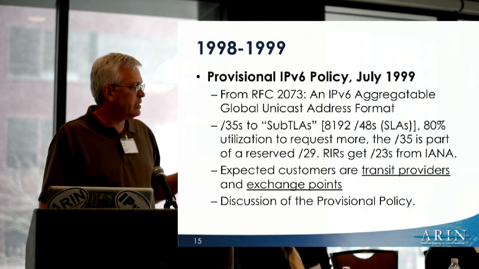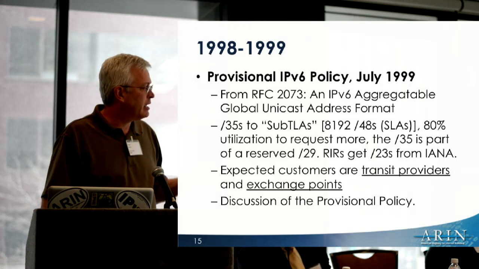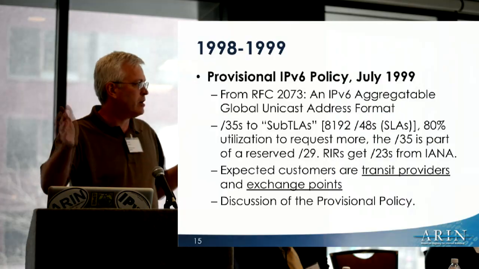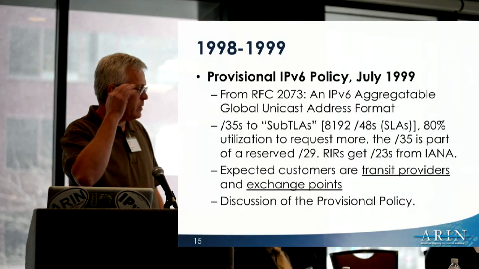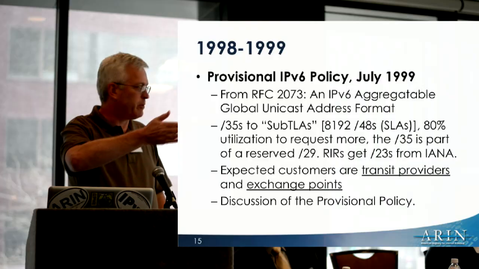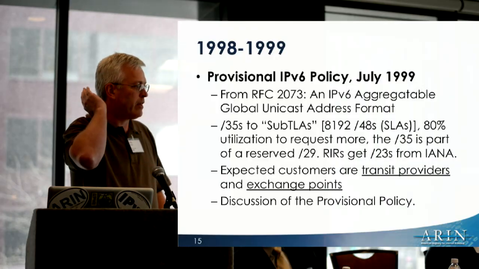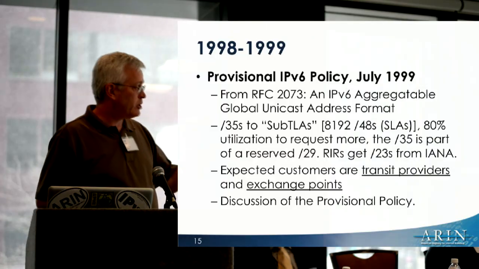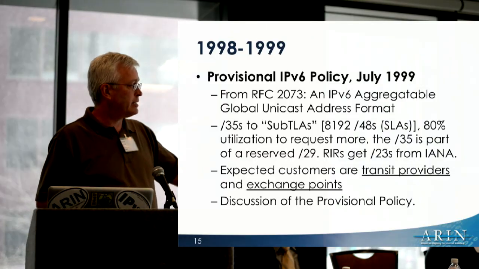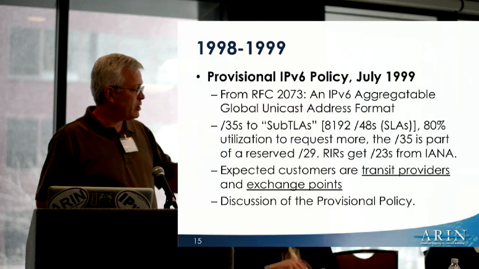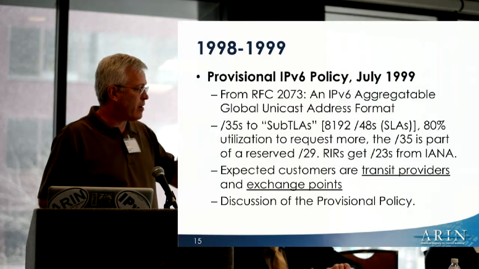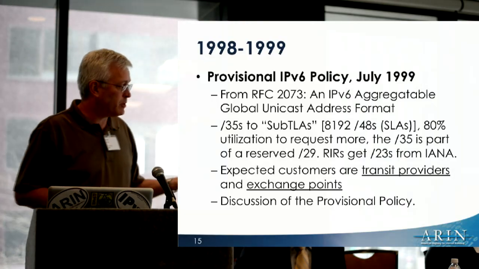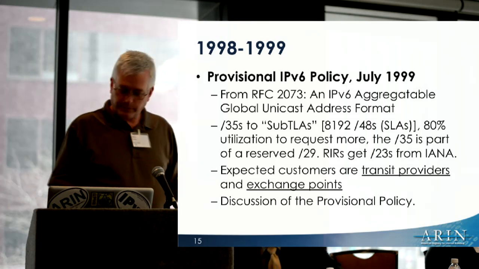So ARIN started with this thing called the Provisional V6 Policy. And it was based off an RFC that defined the V6 address space. And the RFC said where the dividers are for allocations to ISPs and what customers would get. And basically you had /35s to ISPs and /48s to customers. The /35s were in a reserved /29 and the RIRs got /23s. And it was expected, it said in the RFC, that the customers would be transit providers and exchange points.